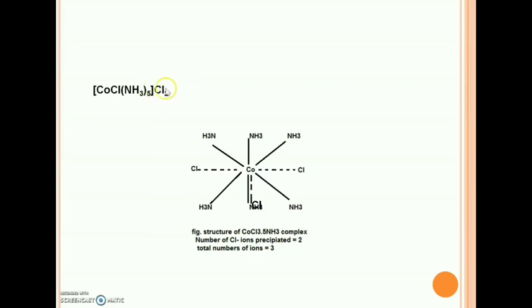That is, here 2 chloride ions are ionizable, and this one chloride ion is non-ionizable, which satisfies the secondary valency. Only 2 chloride ions are ionizable, forming 2 Cl⁻, that is 2 chloride ions are formed in solution, and only these chloride ions combine with the silver nitrate to precipitate silver chloride.